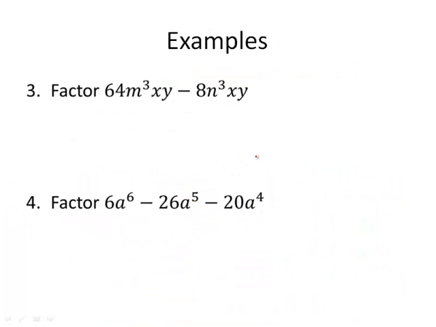Here's some more examples. So always start with taking out the greatest common factor. Let's try that. Do we have a greatest common factor? 8 can come out.